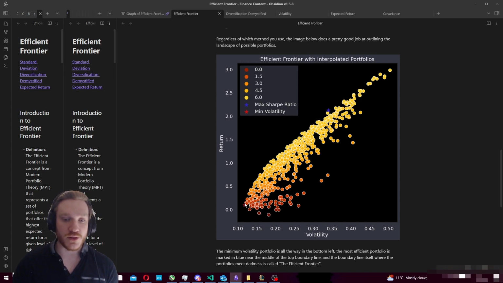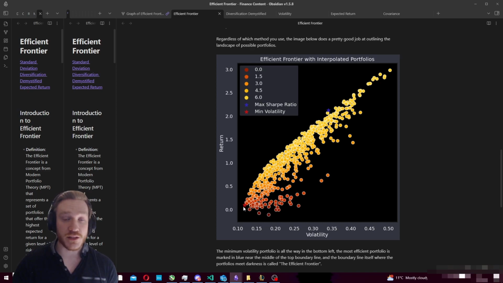And then the rest of them you can see kind of follow this line here. And then some portfolios exist below and to the right of this line, but nothing exists above or to the left of it. And this boundary between this string of portfolios and this darkness on the other side, this line is what is actually referred to as the efficient frontier.